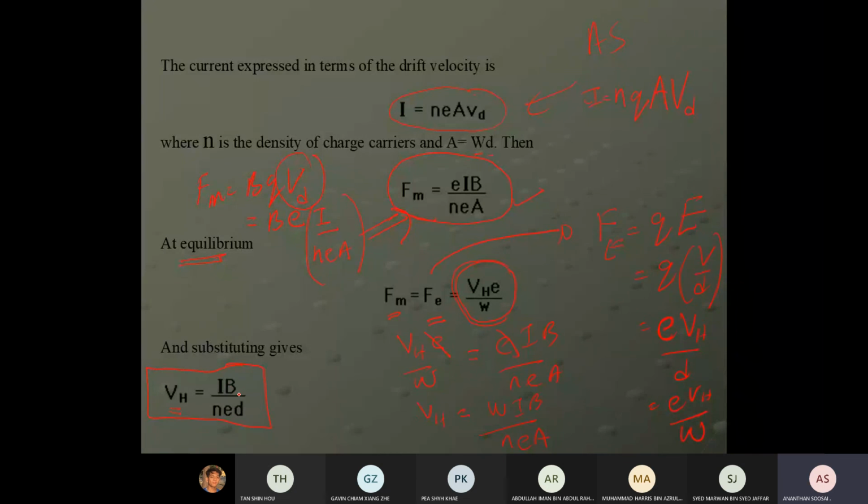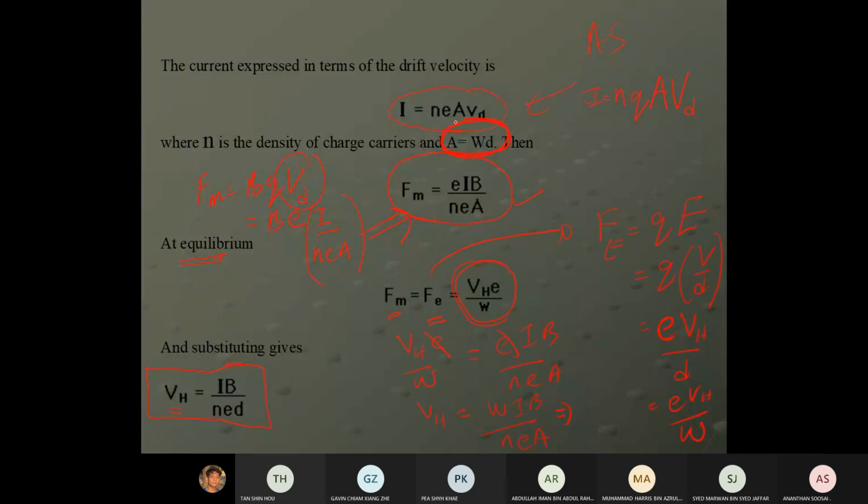But you see this formula? W is not there. Down here got n e, here also got n e. But down here got A, here got D. So what happened? What has been substituted? The area. Can you write area in terms of W?